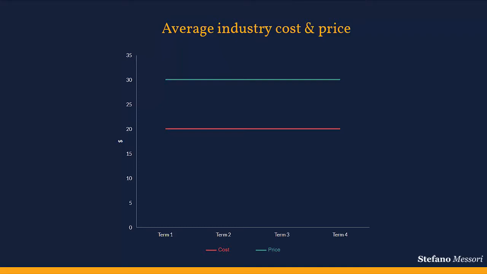The reason why estimating the average industry cost and price is relevant is because these two measures will give us an idea of the average margins that companies are making within the industry. And this average margin will become our benchmark in order to understand how companies that are developing either a low-cost or differentiation strategy are able to price their product and services accordingly.